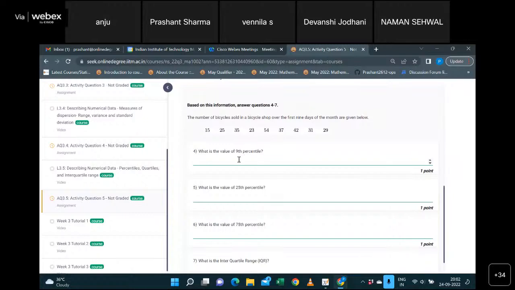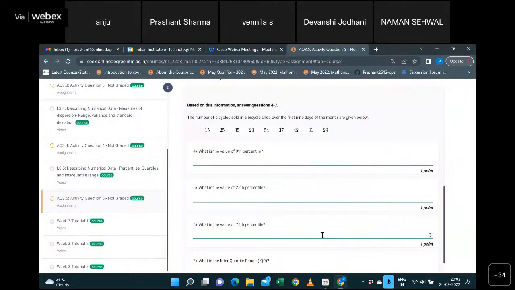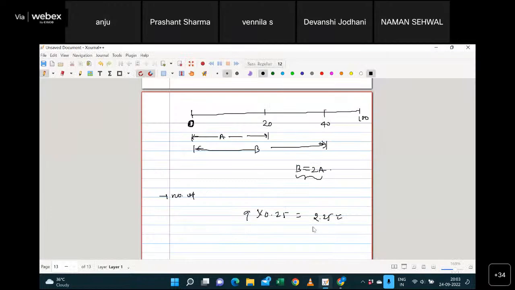Okay, so 23 you are getting. So how many observations are there: 1, 2, 3, 4, 5, 6, 7, 8, 9, right? Yes. 9 observations. So the 25th percentile will be what? 9 into 0.25. So what will be the value of this? 2.25. That means which option you have to take? Second in ascending order. Why will you take the second option?